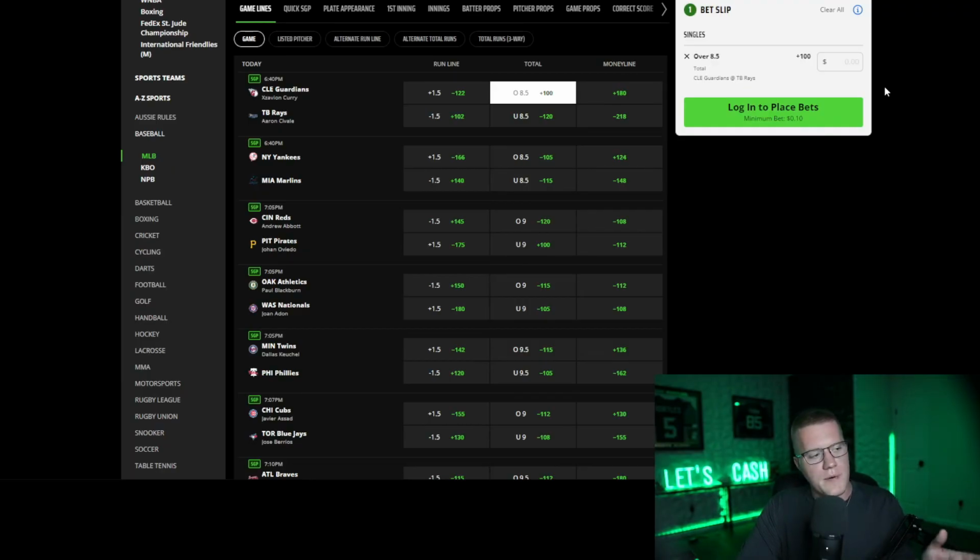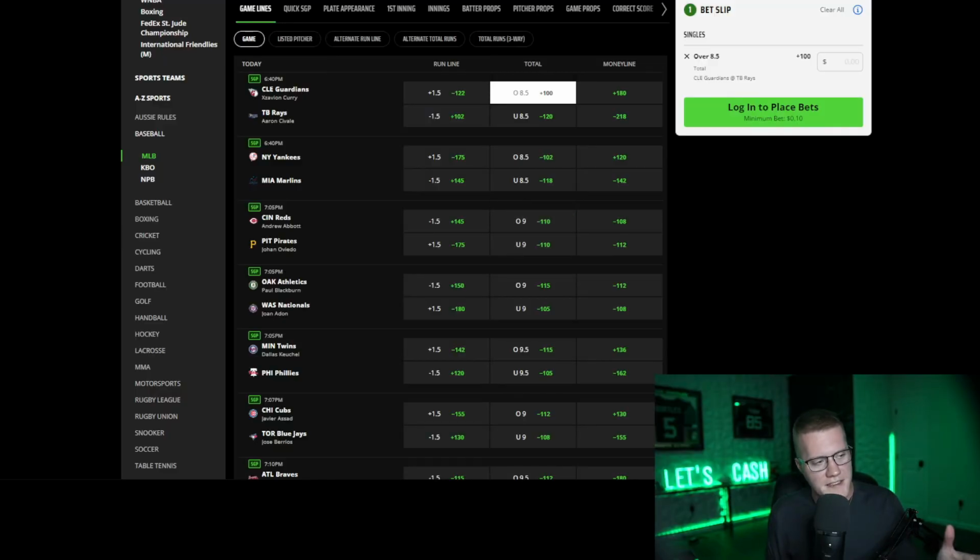The total column represents the total amount of runs that each team is going to score combined. Also meaning that in this example, you're betting on the Guardians and the Rays combined to score over 8.5 runs or under 8.5 runs. If the Guardians and Rays combined score 9 runs, you'll win the over 8.5 bet. But if they only score 8 runs, then you'll win the under 8.5 bet.